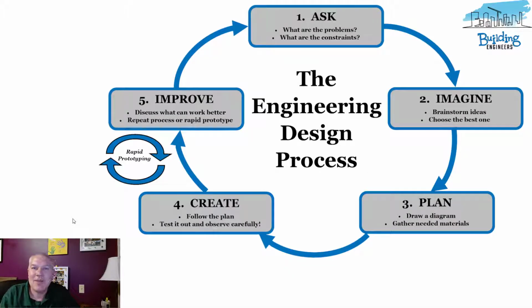So here is the engineering design process that we're using for the initiative. As you can see, there are 5 separate steps: ask, imagine, plan, create, and improve. In this video, we're going to talk about each step and how to get started and really get the best practices for each of those in your classroom.